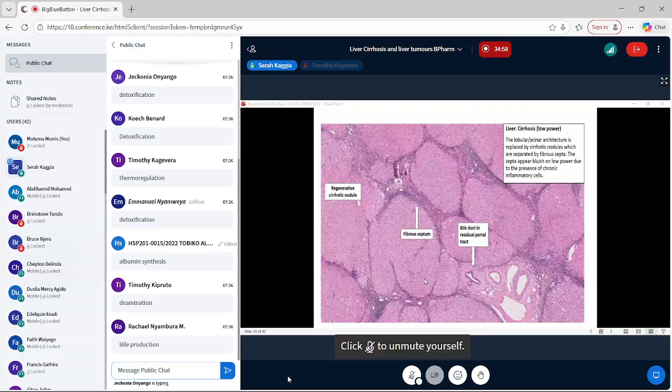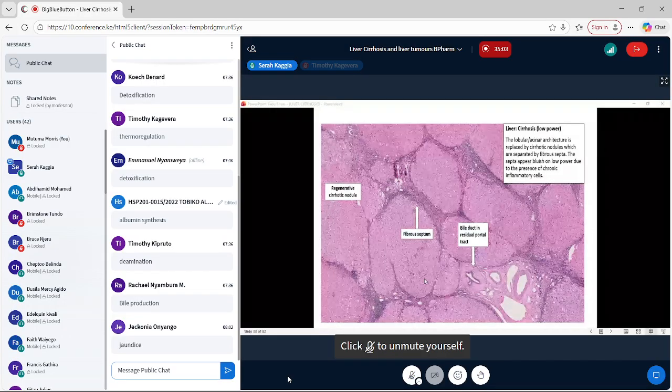Can you start typing? One minute only. Clinical features of liver disease. Yes, keep typing. I saw Nyango has already started. Jaundice, very correct. Start typing.